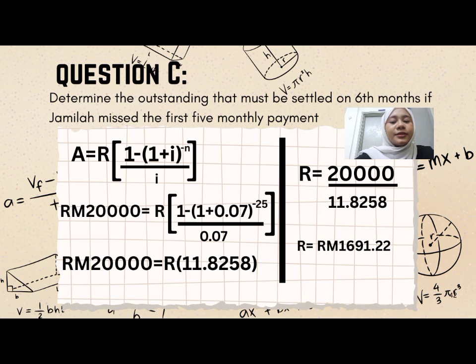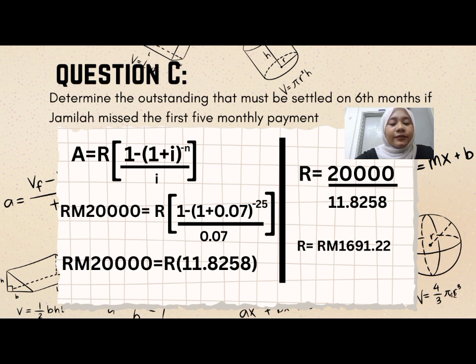Question C. Determine the outstanding amount that must be settled in the 6th month if Jamilah missed her first 5 monthly payments. To solve this, we use the present value of an annuity formula. In this question, A is the loan amount, which is RM20,000. R is the monthly payment we want to find. I is the interest rate per month. N is the total number of payments remaining. First, we calculate the annuity factor. At the interest rate, 1 plus 0.07 equal to 1.07, raised to the power of negative 26. Subtract this from 1. Divide by the interest rate 0.07.